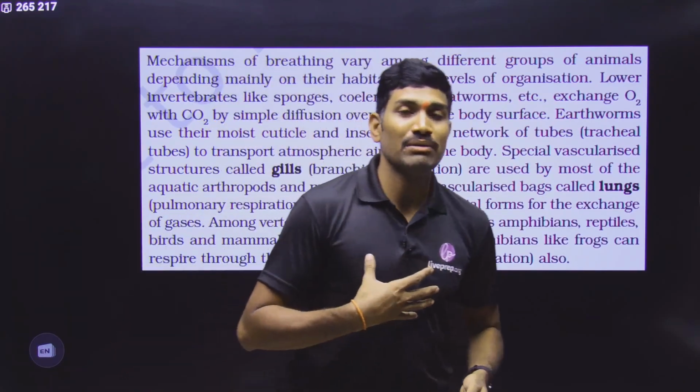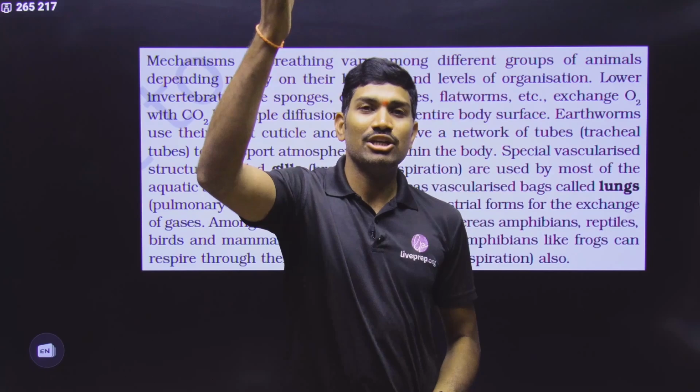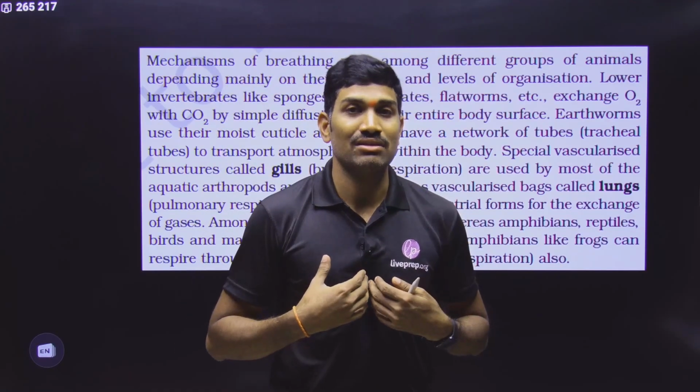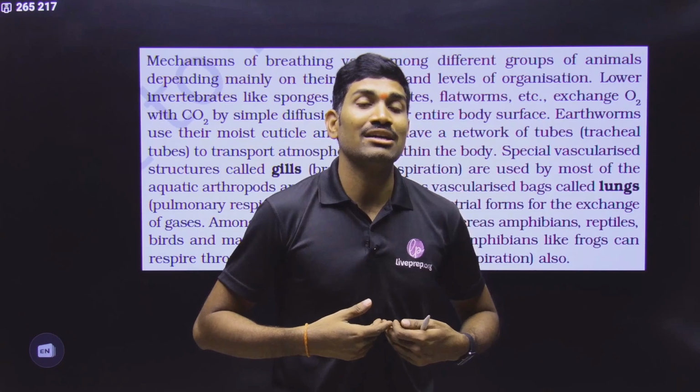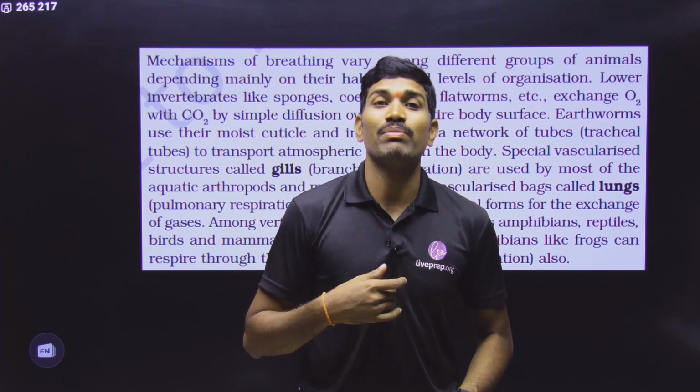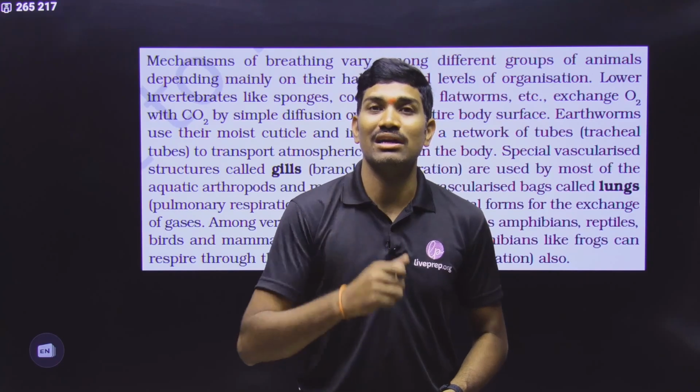In the case of our pulmonary system, atmospheric air is not directly going into the tissues. First it is going into the lungs. From the lungs it is going into the blood, and now blood will carry the oxygen to tissues. That is happening in the case of pulmonary respiration, where we are talking about lungs.